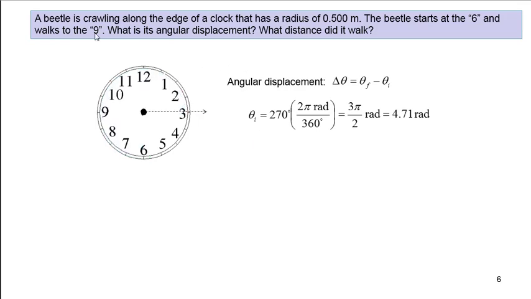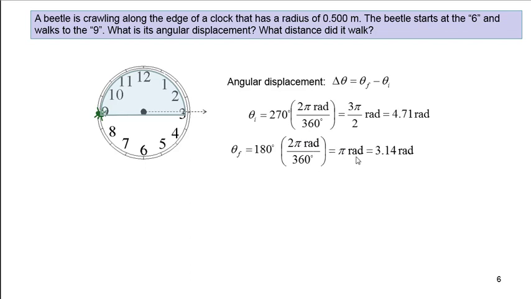Now, my theta final is going to be when it's at the 9. So that's going to be over here. So now this is the angle that I'm looking at, which I think is pretty easy to see. That's 180 degrees. But again, I want to convert that into radians, so I use the same conversion factor here. And I get that that's equal to pi radians, or 3.14 radians. So now I have my theta initial, my theta final. I can calculate my angular displacement just by taking the difference between those two. So theta final minus theta initial, and I get delta theta is equal to negative 1.57 radians.